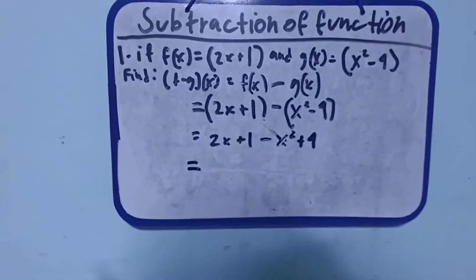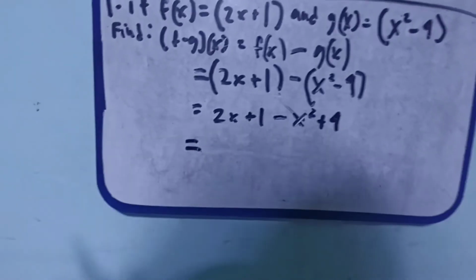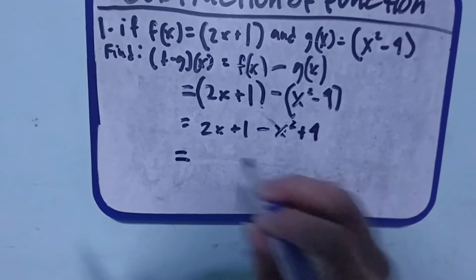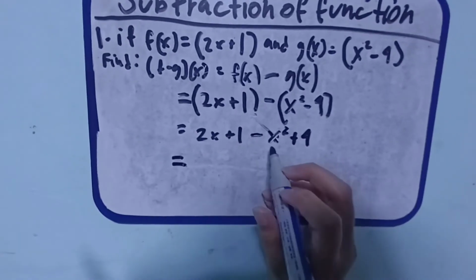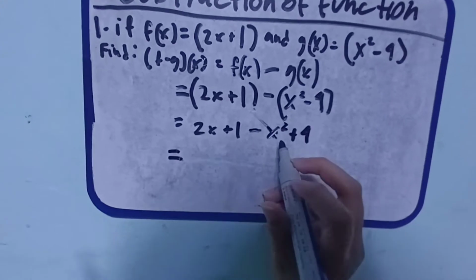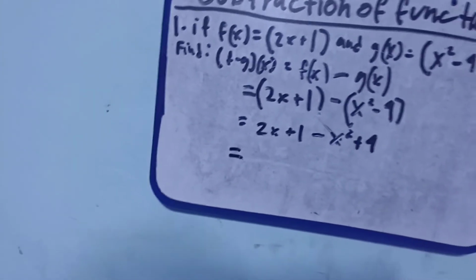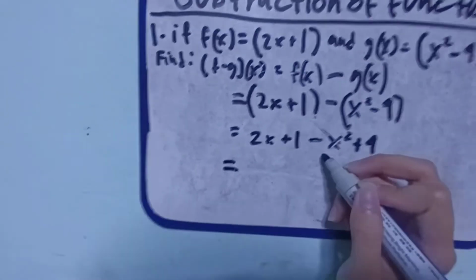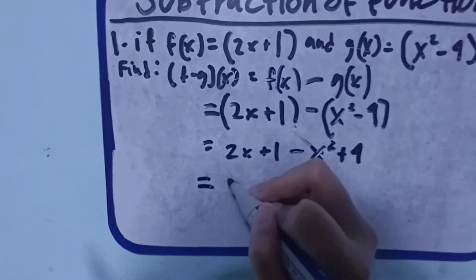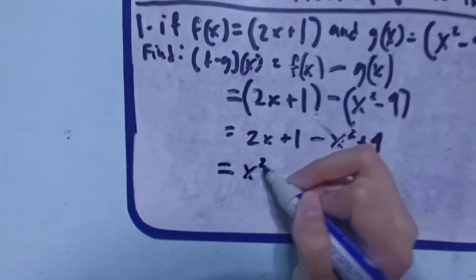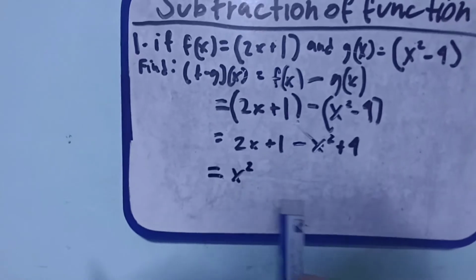So, time for solve na, to combine like terms. 2x, positive 2x, minus negative x squared. Magkasame ba sila? Hindi. So, let's just copy the x squared. Next is 2x. May same ba yung 2x?